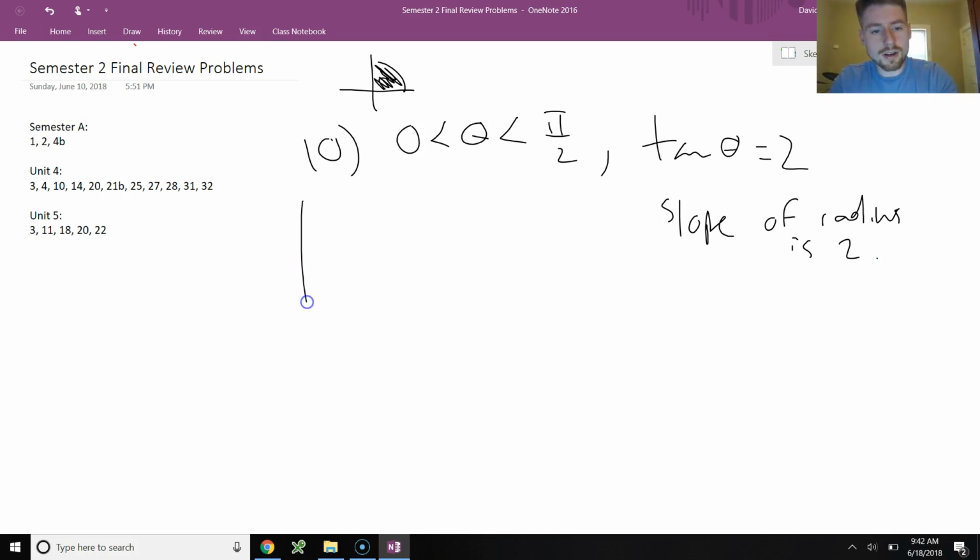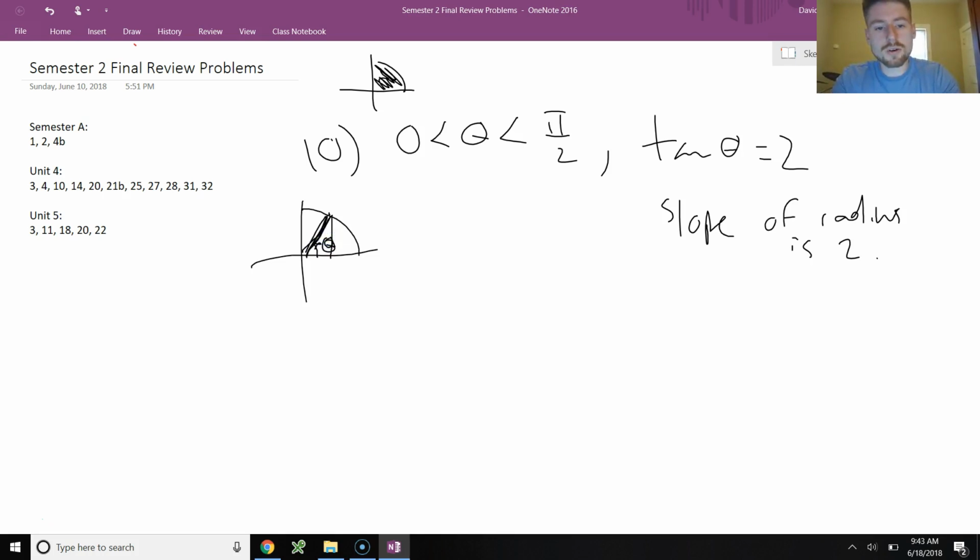So if we were to give an eyeball of that, here's my unit circle, and I need my slope to be about 2. So it looks like we're somewhere up here. My intuition should be that the sine is greater than the cosine. The sine of theta is bigger than the cosine of theta, since our slope is steep. So this is theta.